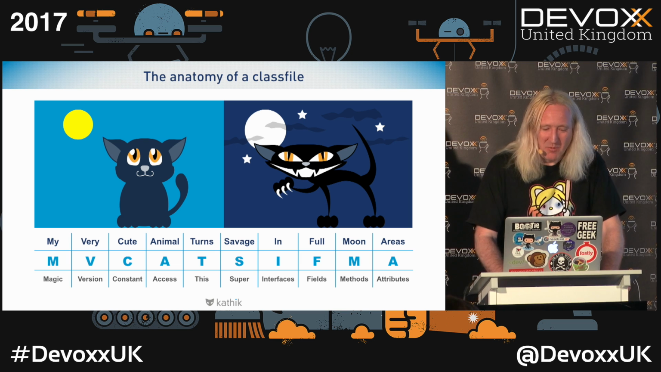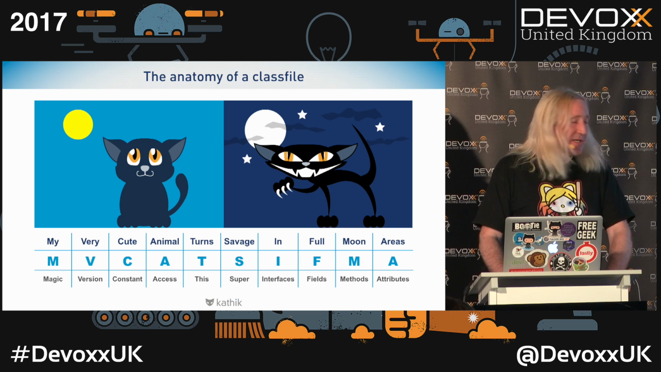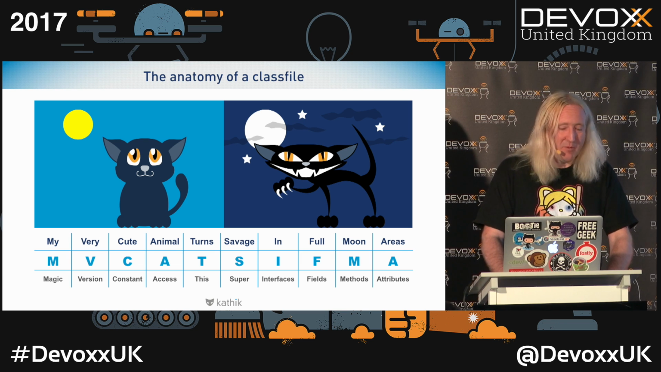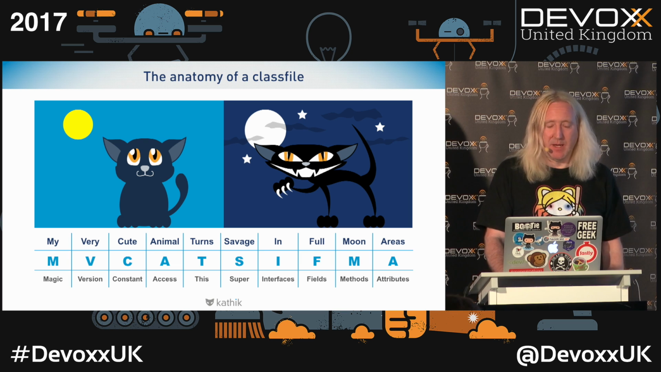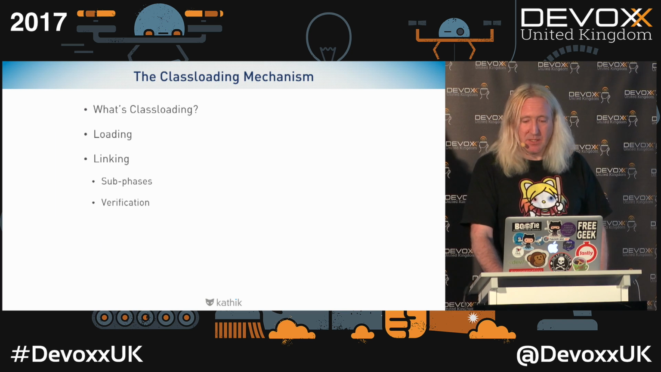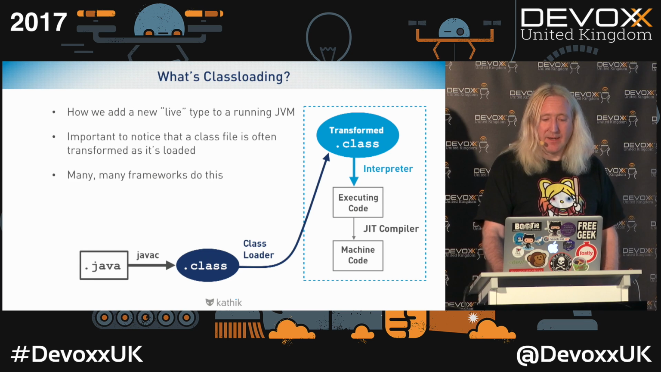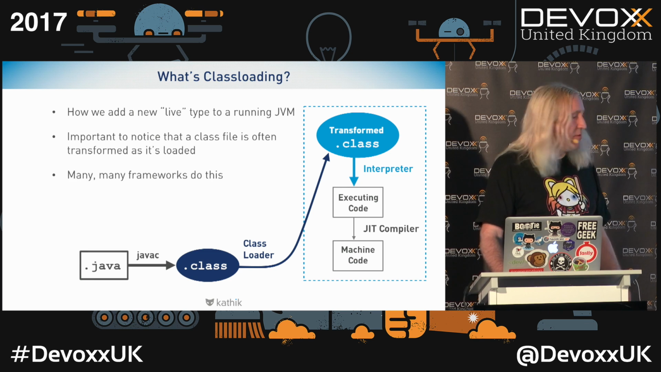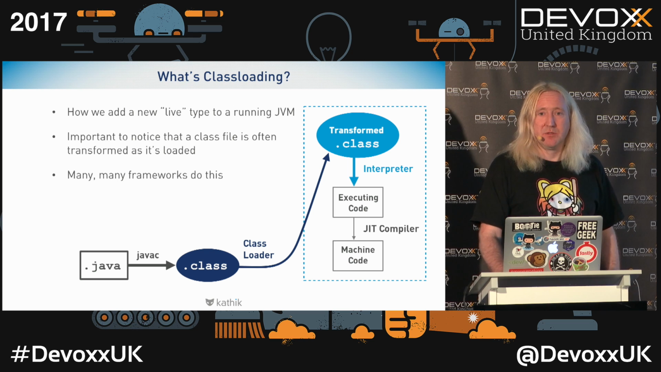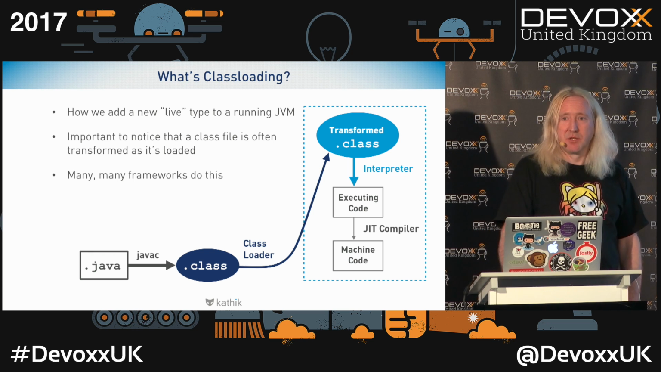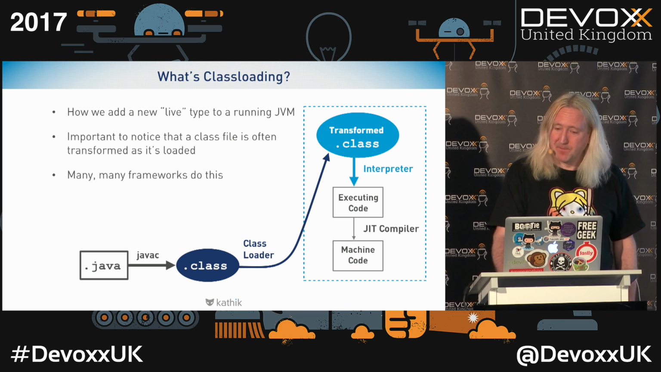Okay, so now we know what's in our class file, and it's basically the metadata we'd expect. What fields have we got? What interfaces? What are our methods? We need to get it into the platform somehow. So let's do some class loading. We add in a new live type. Notice that as it's being loaded, potentially it's going to be transformed. Lots and lots of frameworks do this, and we're going to do it too.